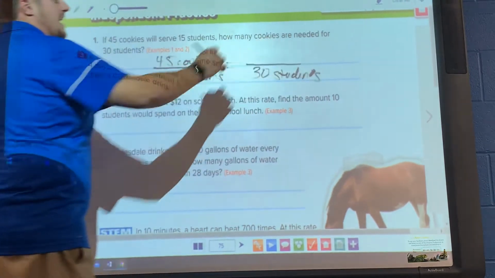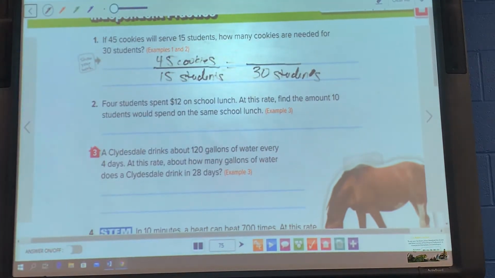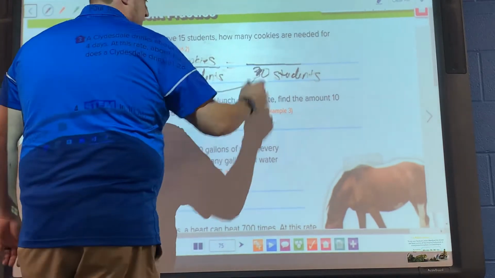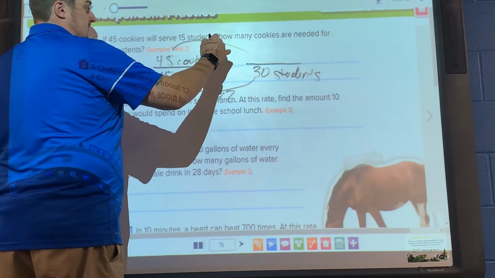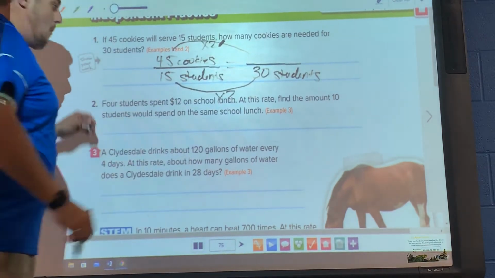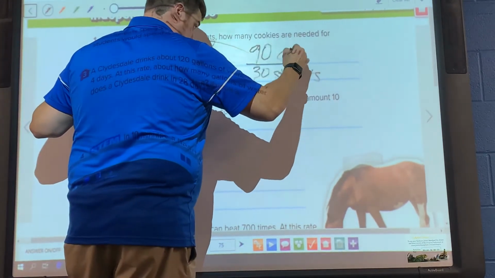So we're trying to figure out how many cookies will serve 30 students. Well, how do we get from 15 to 30? Multiplying it by 2. So we got to do the same thing up here. So we're going to need 90 cookies.